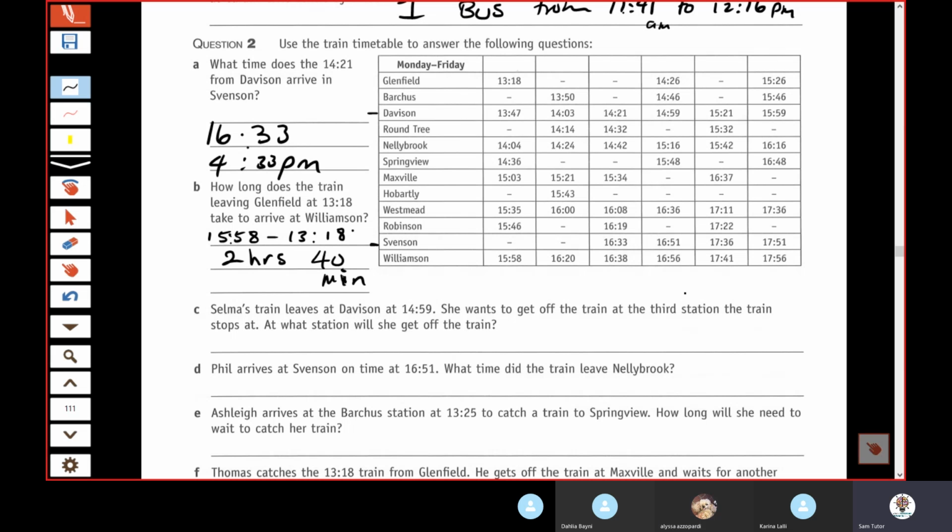Let me just answer this one. Selma's train leaves Davison at 14:59, and see how we go. So Selma's train leaves Davison at 14:59. That one there. She wants to get off the train at the third station the train stops at. So 1, 2, 3. At what station will she get off the train? Westmead.